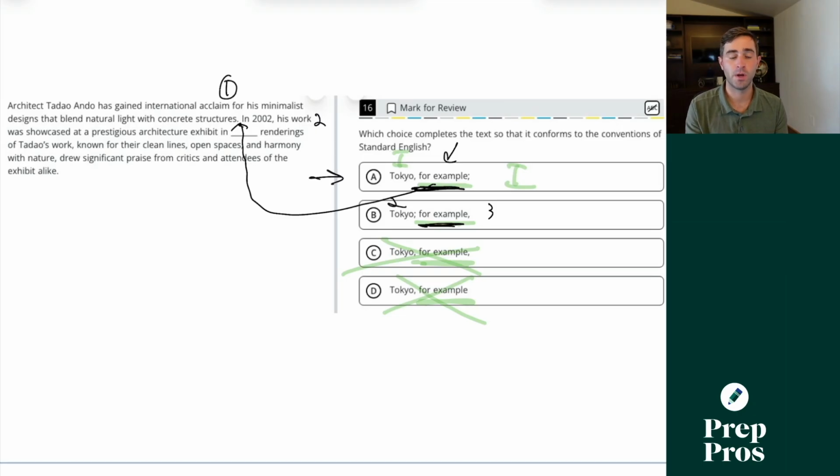So if we say, architect Tadao Ando has gained international acclaim for his minimalist designs that blend natural light with concrete sculptures. For example, in 2002, his work was showcased at a prestigious architecture exhibit in Tokyo. Well, this does give an example of the international acclaim because it's being shown in Japan. That's how we can see that A is our correct answer. And the third sentence is not giving an example of it being showcased at a prestigious architecture exhibit in Tokyo because we're just talking about the renderings.